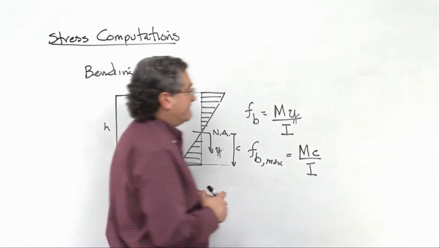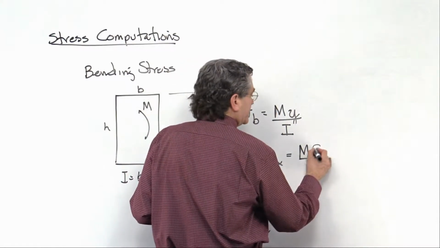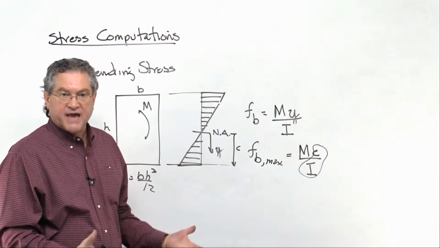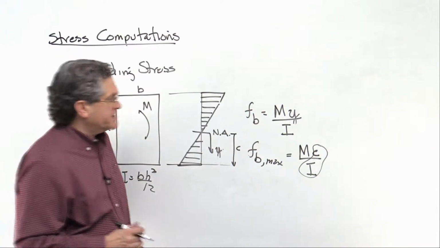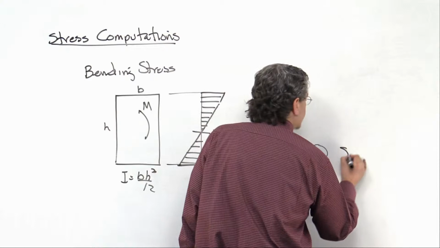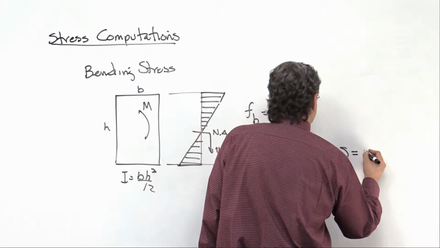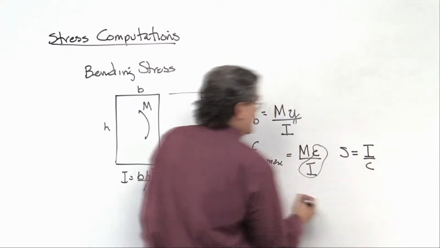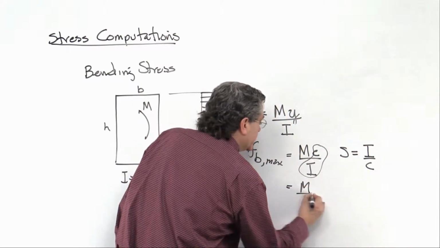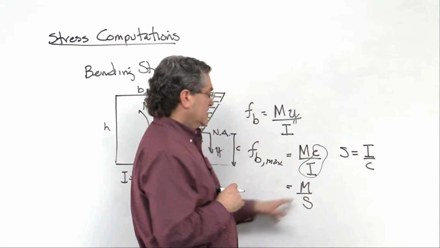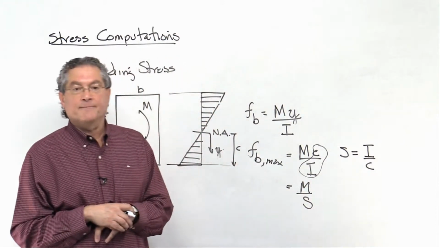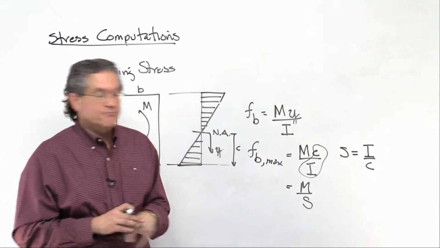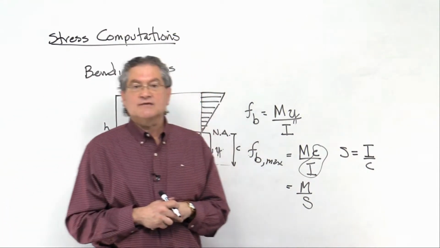Now, what we'll do sometimes is take these two terms, which are unique to a given cross section, and say that that's the elastic section modulus, and that's just I over C, such that now what you can do is rewrite it and take your moment, divide through by the elastic section modulus. So the section property we do use in bending is the elastic section modulus.